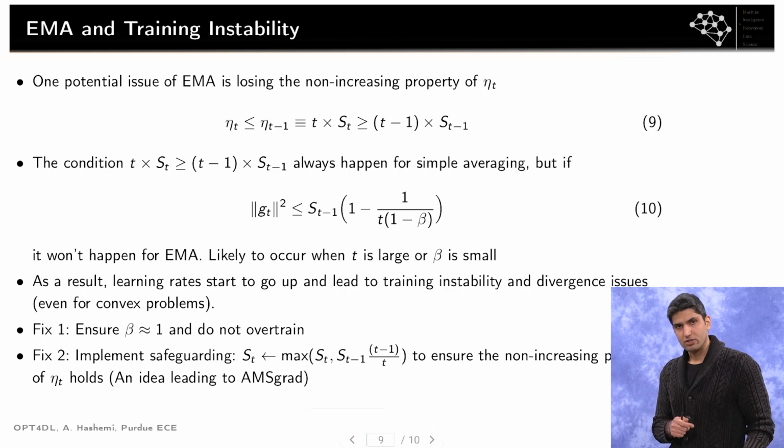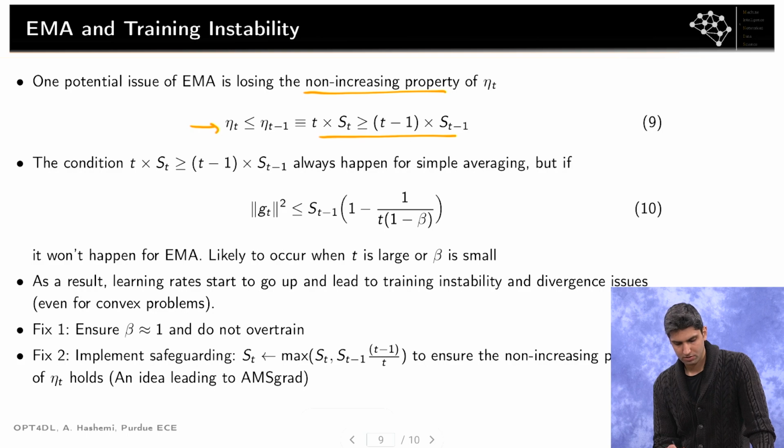With exponential moving average, we're not going to lose the causality, okay? We are still relying on the current and previous observations to estimate the variance, but we may actually lose the non-increasing property of eta, okay? So in particular, this bad case could happen. If I want the non-increasing property, I want to make sure that eta t is at most eta t minus 1. So you do the comparison of the denominators, and then you'll arrive at this condition, okay?